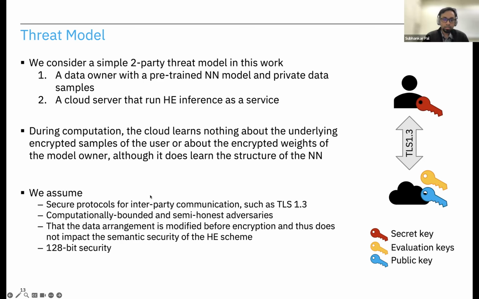In addition, we assume things like TLS 1.3 secure protocol for inter-party communication, and computationally bounded and semi-honest adversaries. And we note that the semantic security of the HE scheme is not affected at all because the data arrangement and everything we do is before encryption. So it does not affect what happens after encryption. And then the experiments are done with 128-bit security.